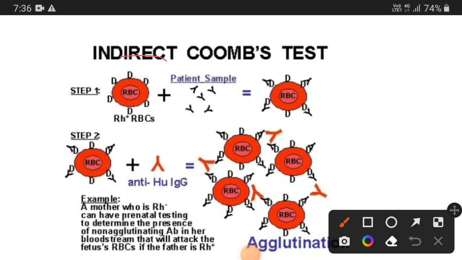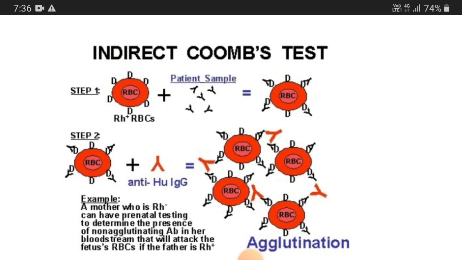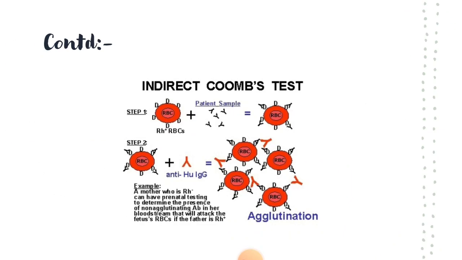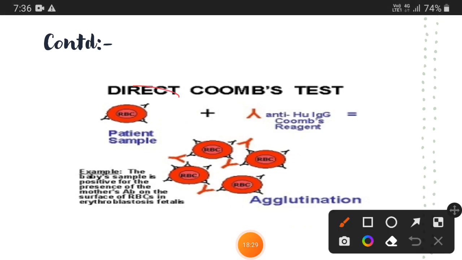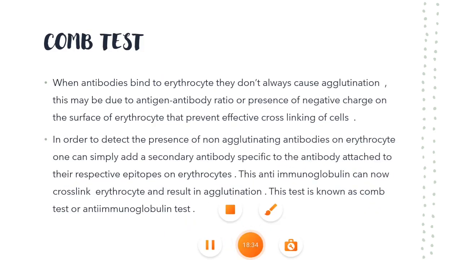where initially the erythrocytes do not possess any kind of antibody. Here anti-immunoglobulin will be added to detect the presence of antibodies in the serum against antigens on the surface of the erythrocyte. So in the direct Coombs test, our antibody is already present on the surface of the erythrocyte, but in the indirect test the things are different.